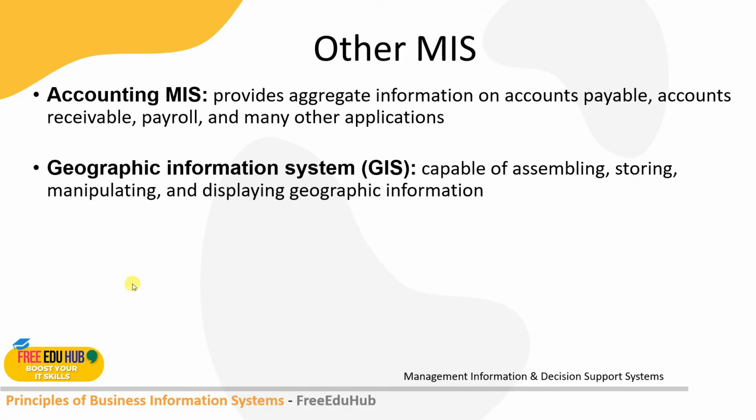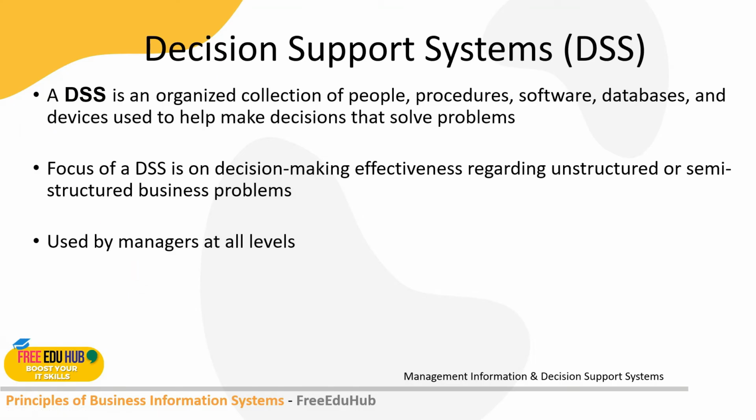After that, we have decision support systems. A decision support system is an organized collection of people, procedures, software, databases, and devices used to help make decisions that solve problems. The focus of the DSS is on decision-making effectiveness rather than on unstructured or semi-structured data, and it is used by managers of all levels.